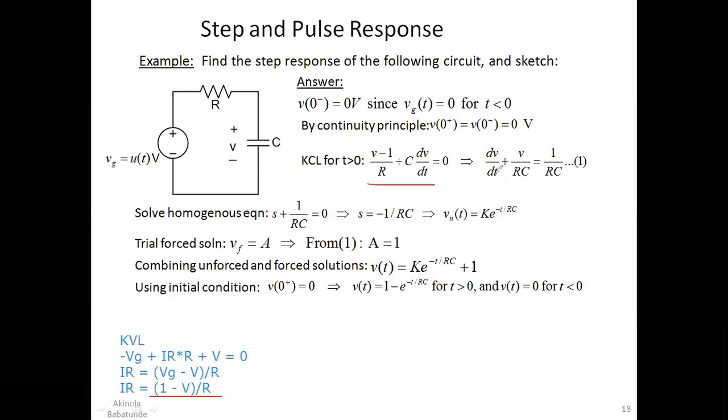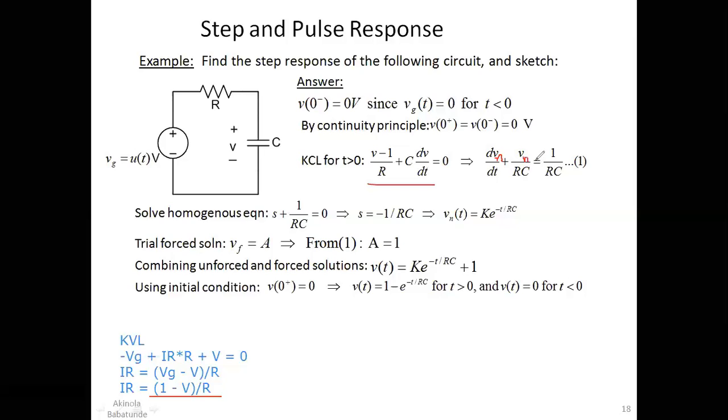When you do that, you obtain dV/dt plus V over R equal to 1 over RC. Once you have this, we have to solve it to find the trial first solution and then the homogeneous solution. If you want to find the natural solution, don't forget that we usually represent the natural response as Vn. So this becomes the Vn plus Vf equal to this.